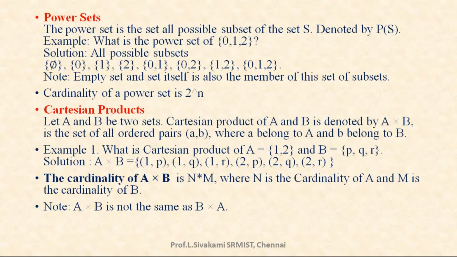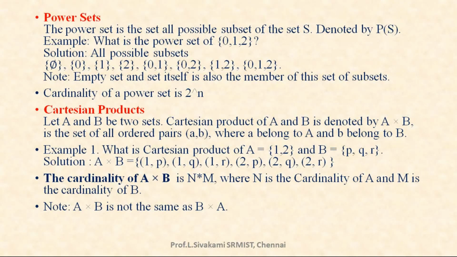The empty set and the set itself are also members of the power set, and we can easily identify how many elements the power set has. The simple formula is 2 power n, where n represents the number of elements. So in this example, there are 3 elements, so 2 power 3 equals 8. The maximum number of subsets is 8.